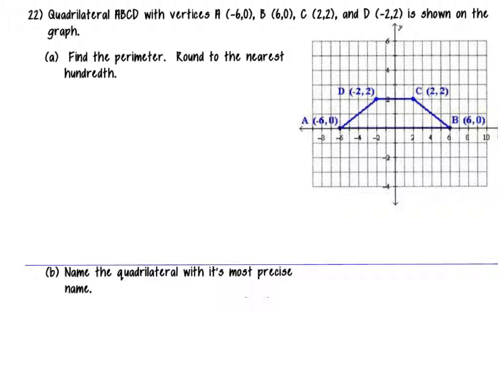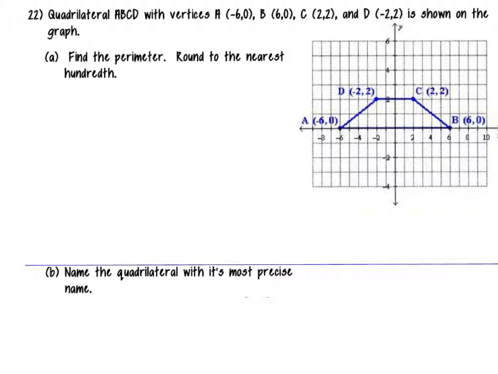All right, question number 22. Quadrilateral ABCD with vertices A, B, C, and D is shown on the graph. Find the perimeter and round to the nearest hundredth. All right, so I know that in order to find the perimeter, I have to find the distance of all sides and I have to add them up.